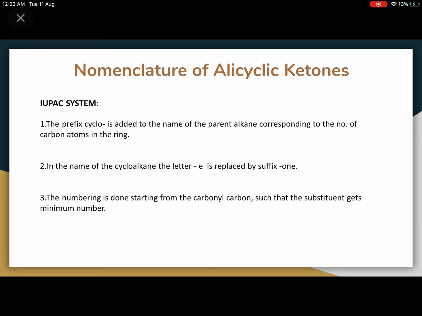Third is, the numbering is done starting from the carbonyl carbon such that the substituent gets the minimum number. So the numbering always starts from what? The carbonyl carbon. So the first priority always goes to the functional group.